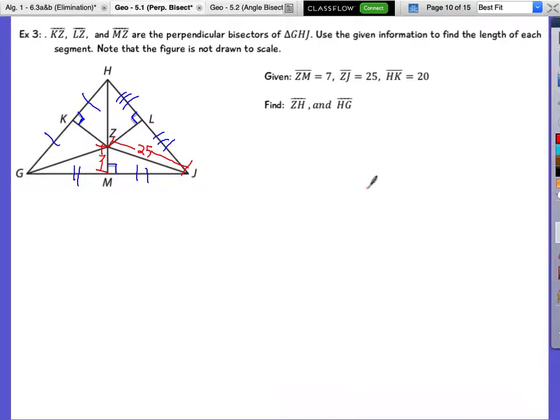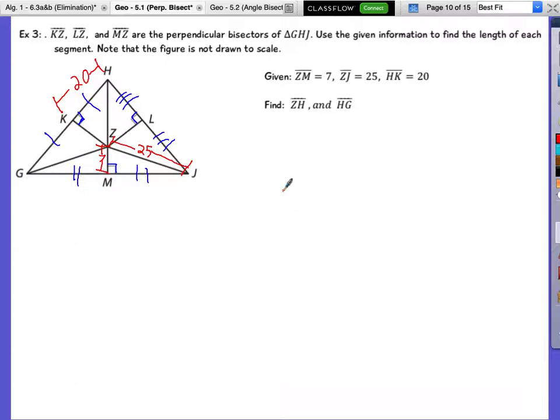And we're told that HK is 20. It is a 7, yes. We're supposed to find ZH and HG. Does anybody have an idea of how we can find ZH?